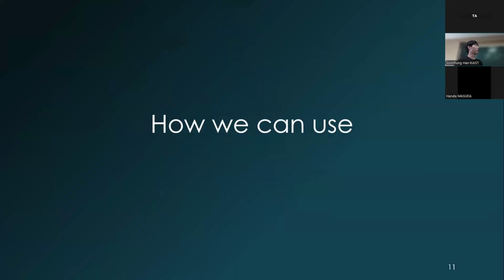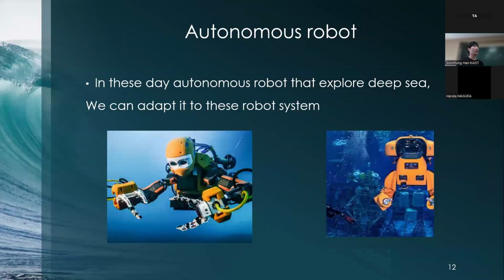I also want to say how we can use this algorithm. First is autonomous robots. These days, autonomous robots which can explore the deep sea are in wide use, but they are very expensive, because the sensors are very high priced. So we try to make another way to reduce the cost.